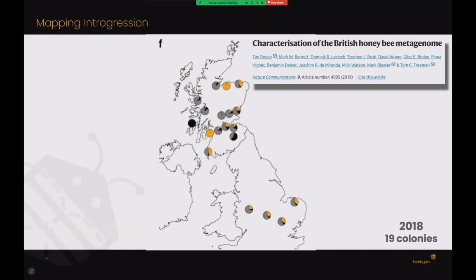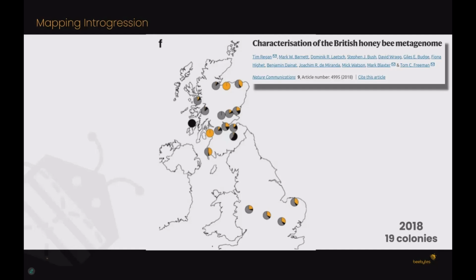So one of the earlier papers on this from 2018, which was done by my colleague Mark Barnett, along with Tim Reagan and David Ragg at Roslin Institute, was looking at the honeybee microbiome, which is really looking at the gut bacteria and the honeybee genetics to try and see if there were differences between these in different parts of the UK. And part of the results from that work was this chart showing a map of the UK and different samples. At the time, we talked about mitochondrial DNA.